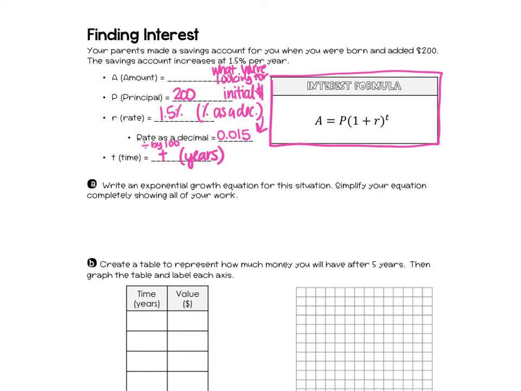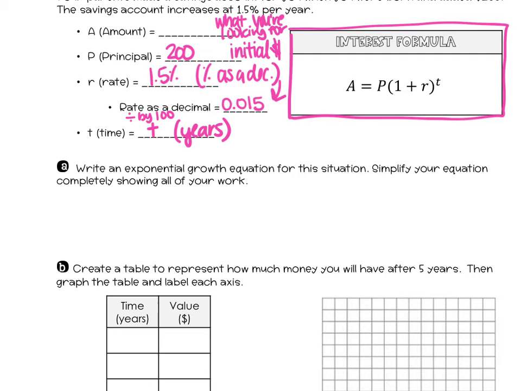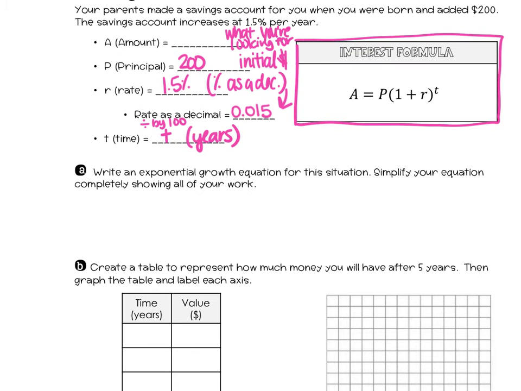But all right, A, write an exponential growth equation for this situation. Simplify your equation, completely showing all of your work. Okay, so like I said, I already have the formula. So you want to use a specific formula that they give you. We do not have the amount yet, so I'm going to leave A. I do have the principal. The principal was 200. And then I have a 1 plus the rate. Remember, that rate is as a decimal, so 0.015.